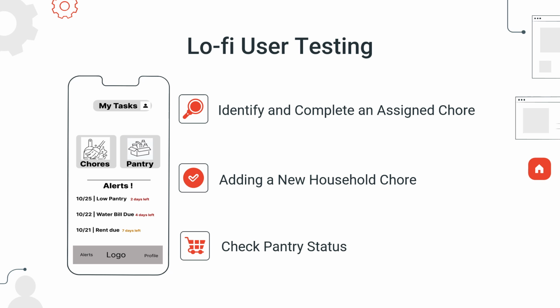Likewise, building on top of that, we wanted to see if the users could add a new household chore. So this could be something as simple as, on top of washing the dishes or cleaning the bathroom, vacuuming, for example. And then finally, the third one was checking pantry status. Did the user's mental model align with checking the pantry and making sure that all options were stocked?